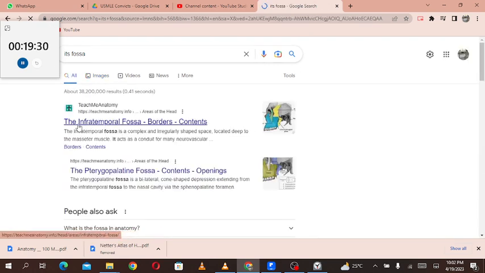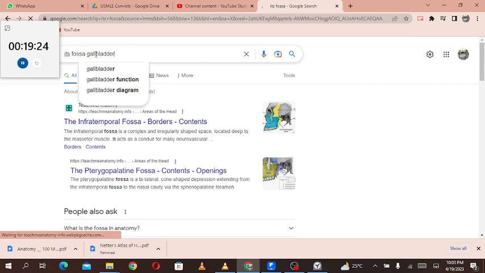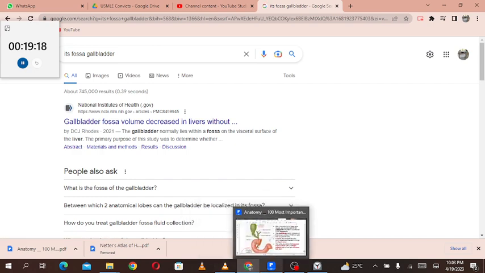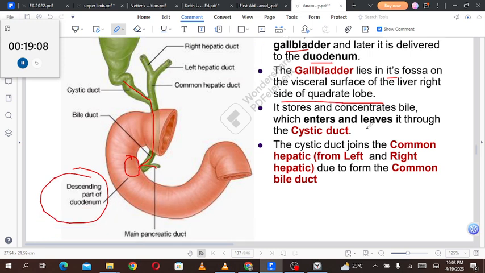So it is the infratemporal fossa, but no, we are not talking about that. It is the gallbladder fossa. Okay, so it's not "its fossa". They're saying that the gallbladder lies in the gallbladder fossa, on the visceral surface of the liver, right side of the quadrate lobe. It stores and concentrates the bile, which enters and leaves it through the cystic duct.